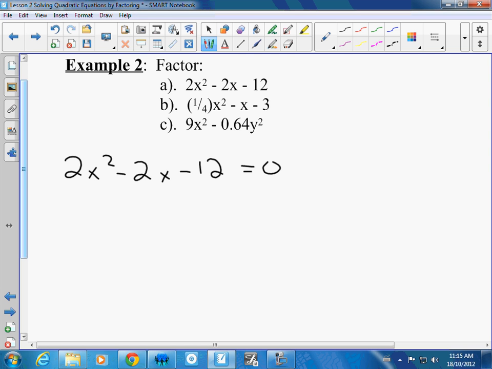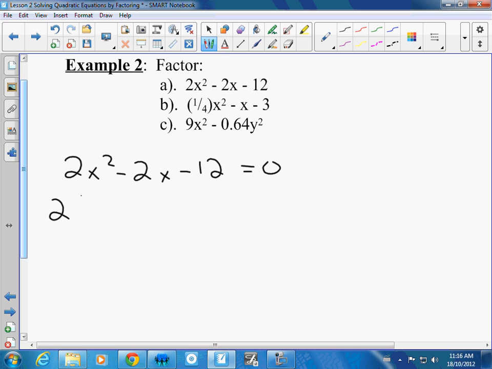Okay, hang on. Before we put it into the brackets, you always got to look, and you always got to remember this from previous years. You always got to look for GCF. You always got to look for the greatest common factor. No, it's not 2x. Look, it's not 2x. You can take a 2x out of there, you can take a 2x out of there, but you sure can't take a 2x out of the negative 12. What is the GCF in this case? 2. So we take out a 2.